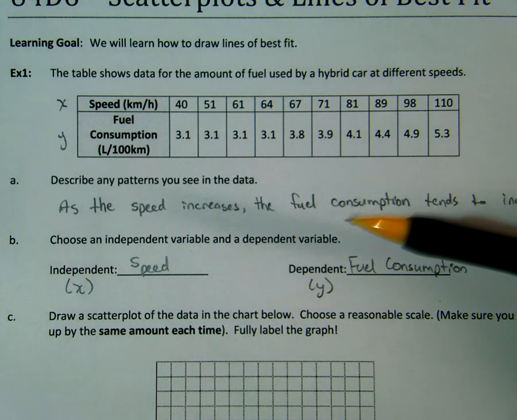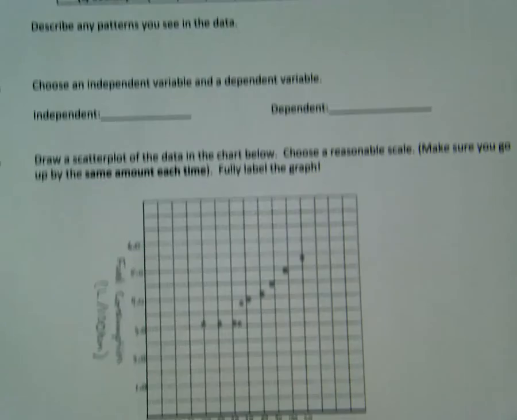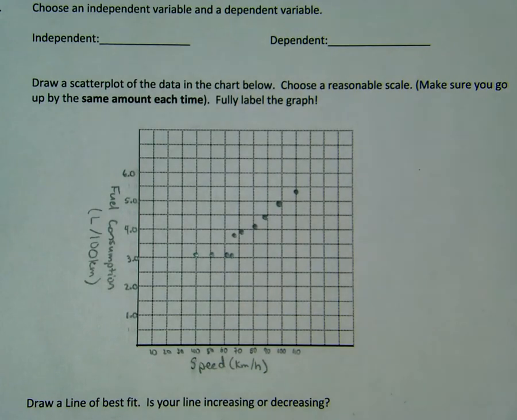What we're going to do next is draw a scatter plot for the data in the chart below. We have to make sure we choose a reasonable scale, and we have to make sure we go up by the same amount each time. When we started making graphs, there were a few people who were skipping things right near the origin, so we have to be careful with that. And we're going to fully label the graph. I'm not going to waste your time with this. You can pause it right now and make yourself a beautiful graph. I'm going to switch over to one that I've already done because you don't need to see me make a graph. So here's my graph, but I'm missing one thing on my graph. See if you can figure out what I'm missing.